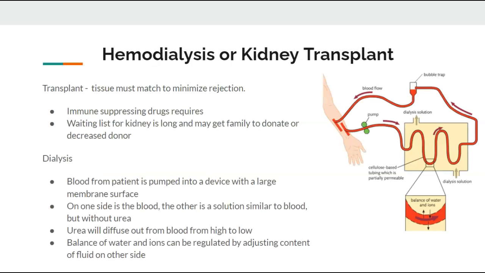So the last little bit is talking about hemodialysis, and then we're going to talk about some adaptations quick. So hemodialysis or kidney transplant. What are they? What's the benefits? What's going on? So a transplant, obviously your tissues must match. You have to suppress your immune system so that your body doesn't immediately reject the new kidney, but the waiting list is wicked long. So you can get a family to donate, or if someone dies and they're an organ donor, then you could get it that way.